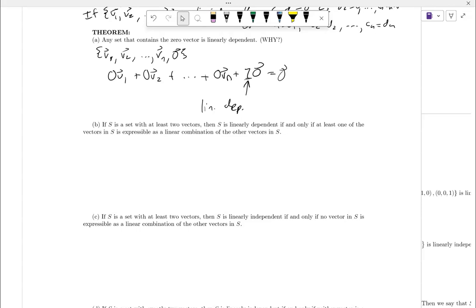Okay. So a lot of times, at least when I'm writing the different things, I'll use a double-barred arrow to show which way I'm trying to prove. So when I write it this way, that means that I'm assuming that the set is linearly dependent, and then I show that one of the vectors is expressible as a combination of the others. Then I'll write the other arrow going the other way to prove it the other way. All right. So let's suppose in this direction that S is linearly dependent.